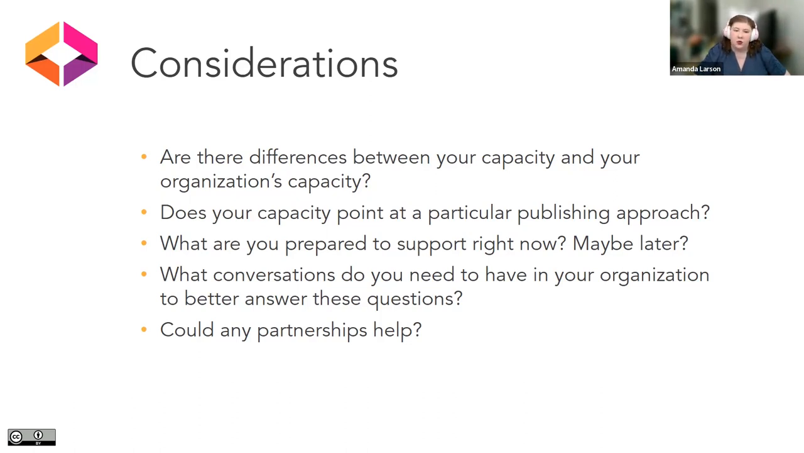So maybe right now you can only support OER adoptions, and that's all you have the ability to do. But in the future, maybe you would like to delve into OER adaptions where they're still working with a text that they found, but you're making some localized changes. Maybe you have a three-tiered approach where you're going to start with OER adoptions, and then you're going to do some adaptation work, and then you'll dip your toes in the water of direct OER creation. How can you build that into a plan that you can share with people so that they know that you have already thought of those things?